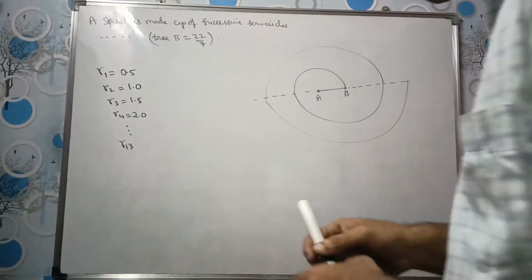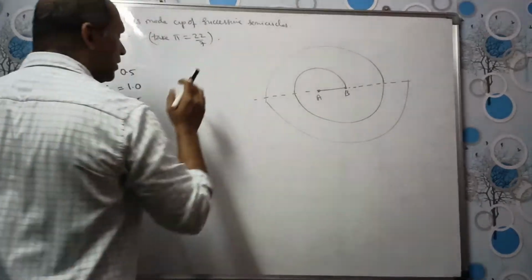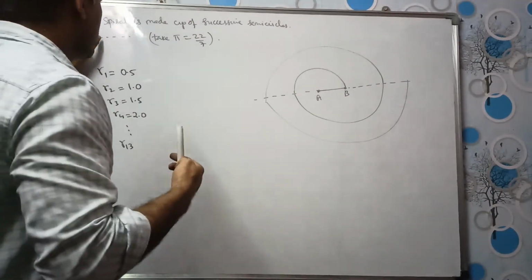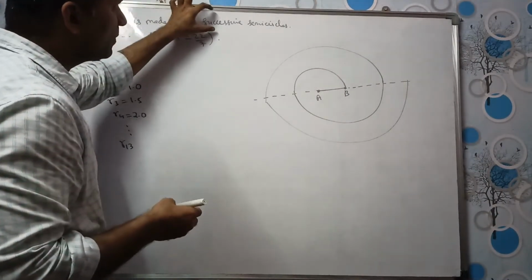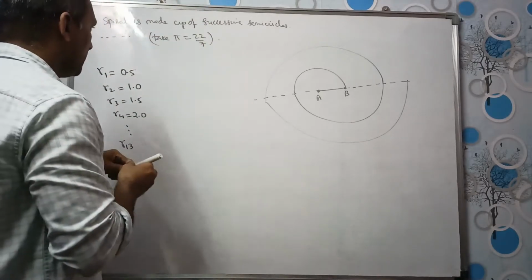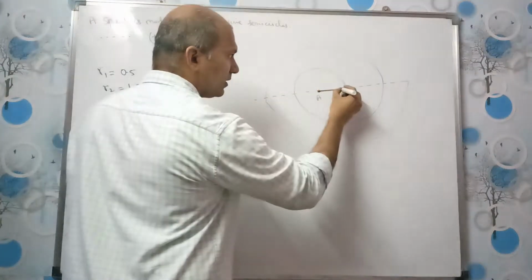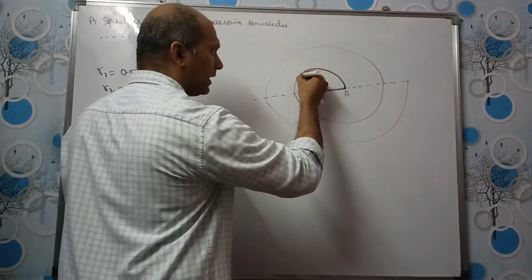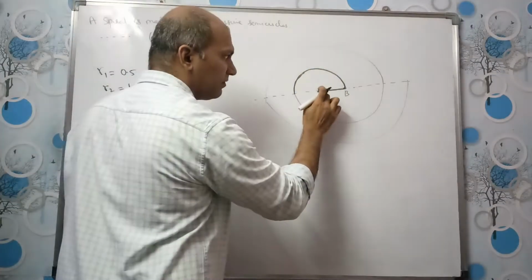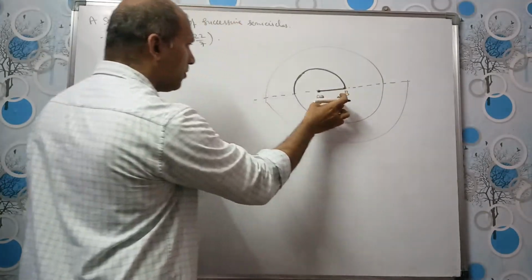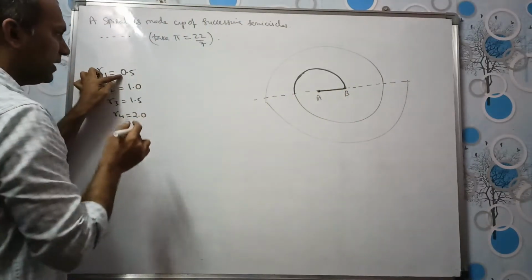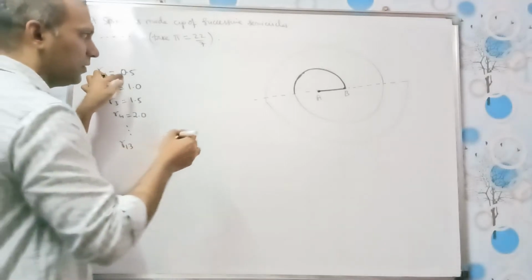Okay, let us solve this spiral problem. I did not write the whole question. You can read it from the textbook, right? A spiral is made up of consecutive semicircles, and the centers are alternating between A and B. See, this is the first semicircle, and the center of this semicircle is A first. And the radius is how much? Let us write that as r1. It is 0.5 centimeters.